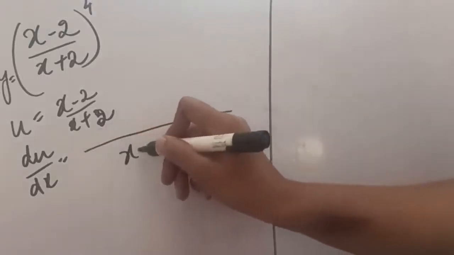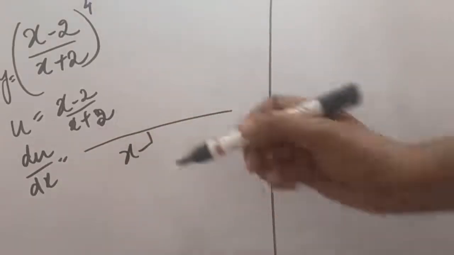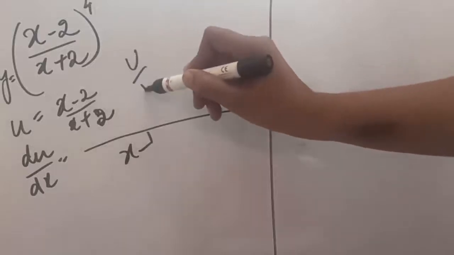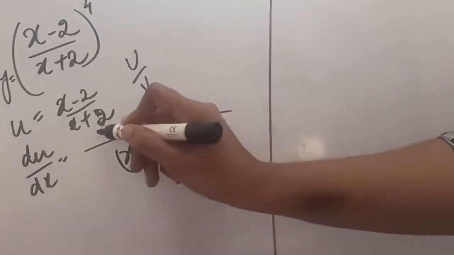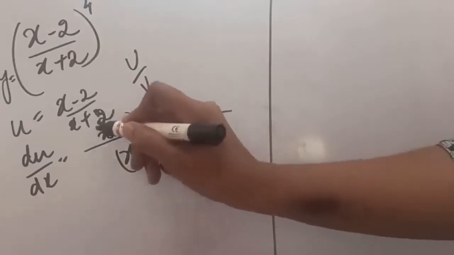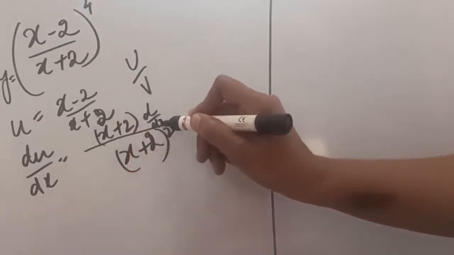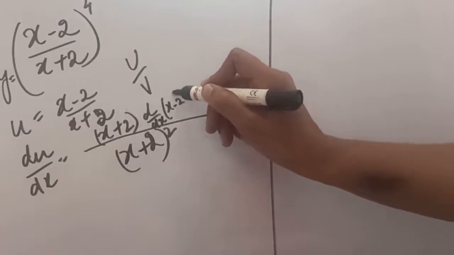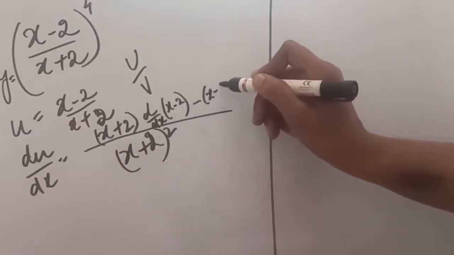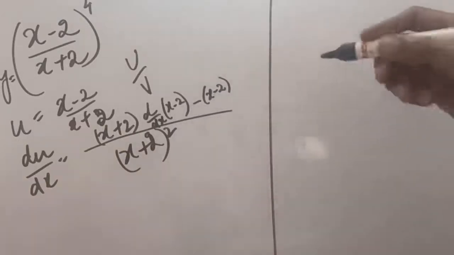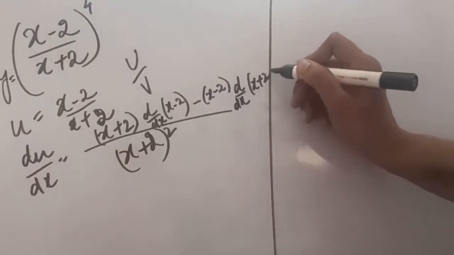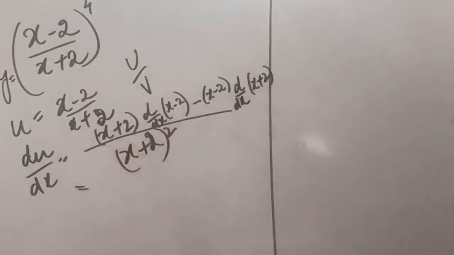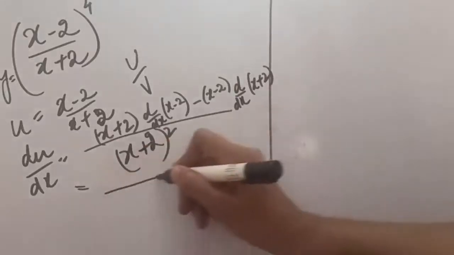So our quotient rule was v square in the denominator. This is in the form of u upon v. So v square is x plus 2 whole square, times v, x plus 2, times derivative of u, that is x minus 2, minus u, x minus 2, times the derivative of x plus 2. So we will solve this further.